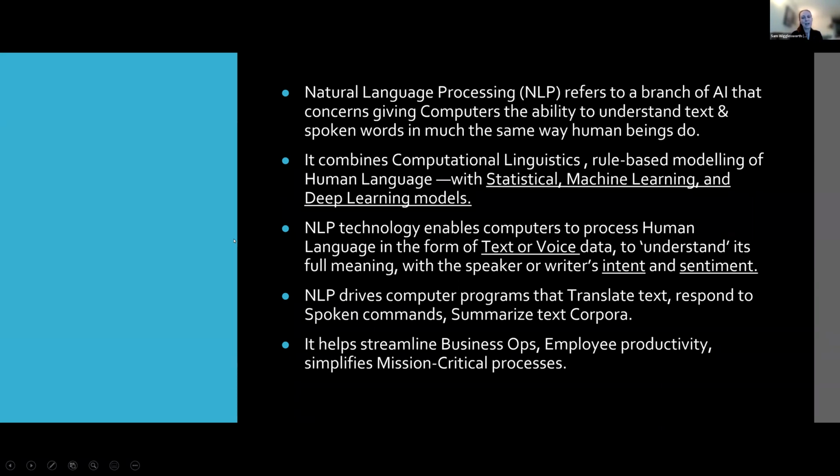NLP encompasses quite a lot of different areas, so not just linguistics and rule-based modeling, but also deep learning as well. I'll talk a little bit about that in a minute, because machine learning and deep learning overlap when it comes to understanding NLP. NLP technology enables computers to process human language in the form of text to voice or voice to text data. It allows us to understand the meaning of voice and text inputs, and also enables the intents and sentiments of speakers to be understood. So technology is really coming on in terms of its ability to understand sentiment, meaning and nuance.